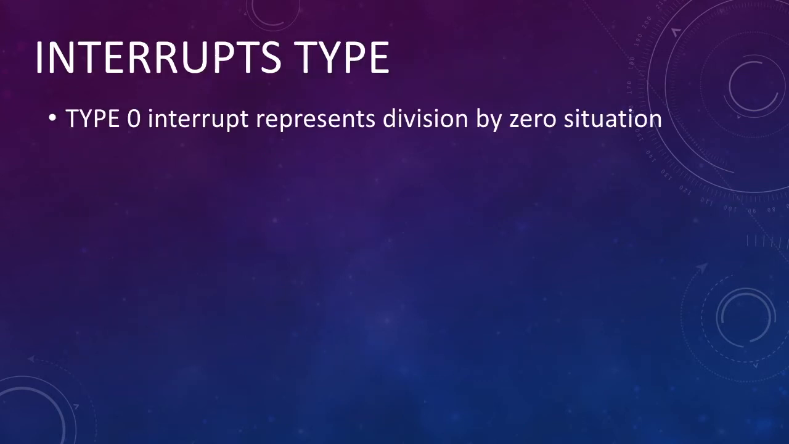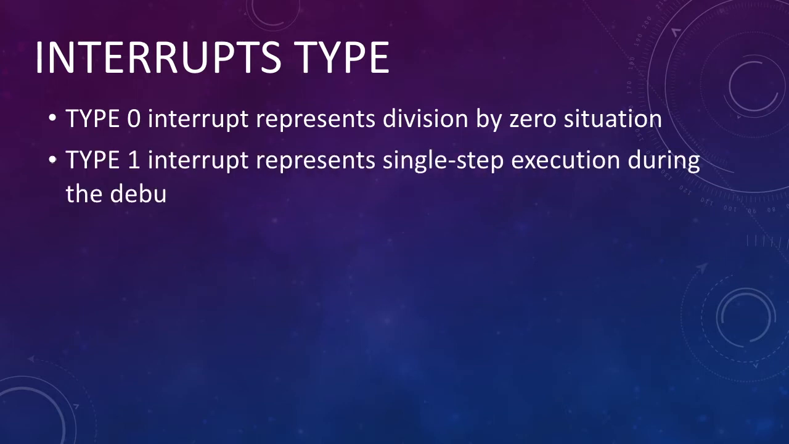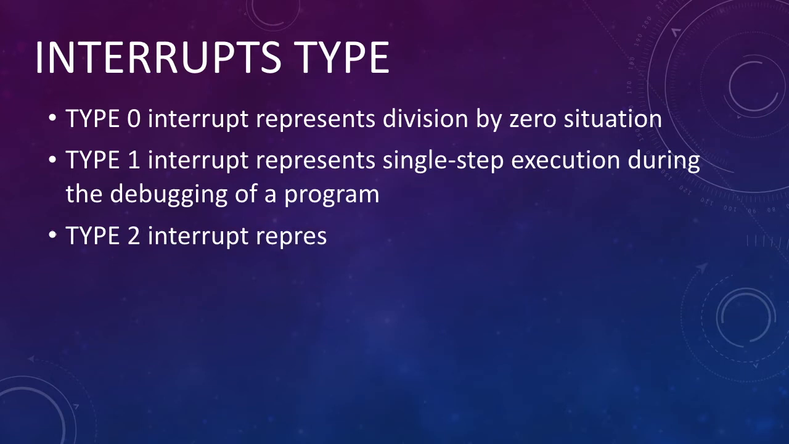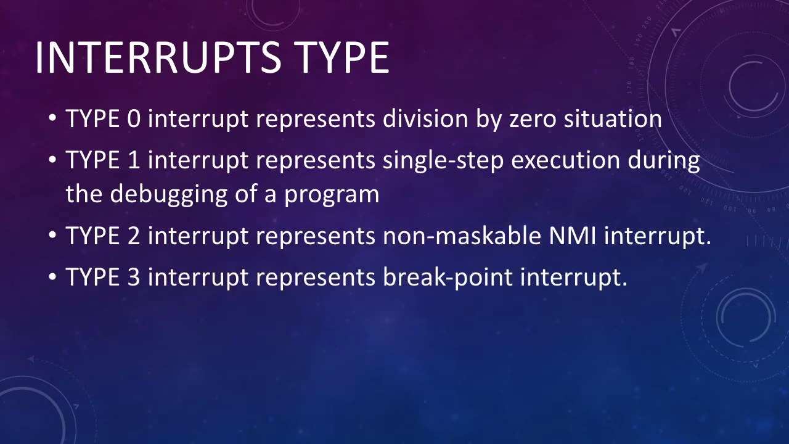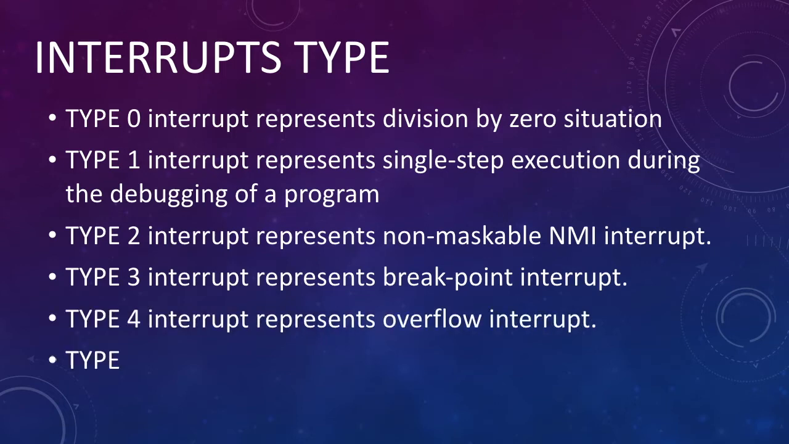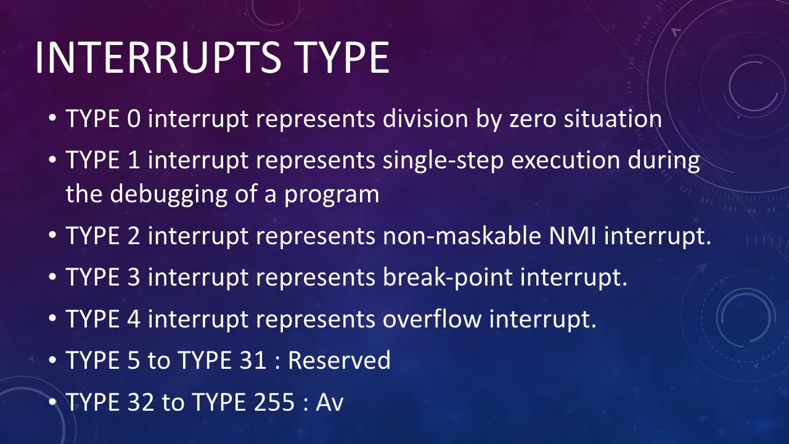Type 0 is the divide by 0 interrupt. Type 1 is single step execution, which is used for debugging of the program. Type 2 is the NMI interrupt. Type 3 is the interrupt for breakpoint. Type 4 is the overflow interrupt. Type 5 to type 31 are reserved; they are not used in the 8086. And type 32 to type 255 are available for use, that is, these are user defined interrupts.